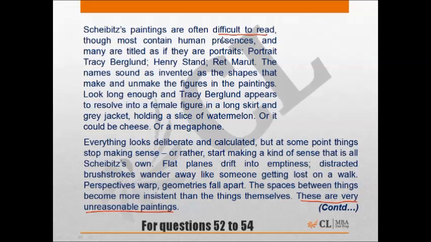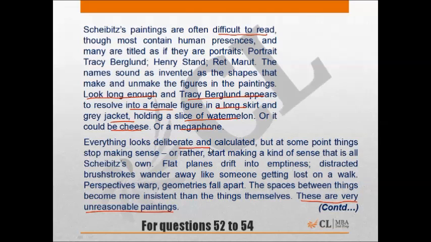The paintings are often difficult to read. Though they contain human presences, and many are titled as if they are portraits, etc. The names sound as invented as the shapes that make and unmake the figures of the painting. Look long enough, and Tracy Bergland appears to resolve into a female figure in a long skirt and a grey jacket holding a slice of watermelon, or it could be cheese or a megaphone. Appears to be a little confused, difficult to understand is what is definitely coming out of it. Let's look at the next paragraph.